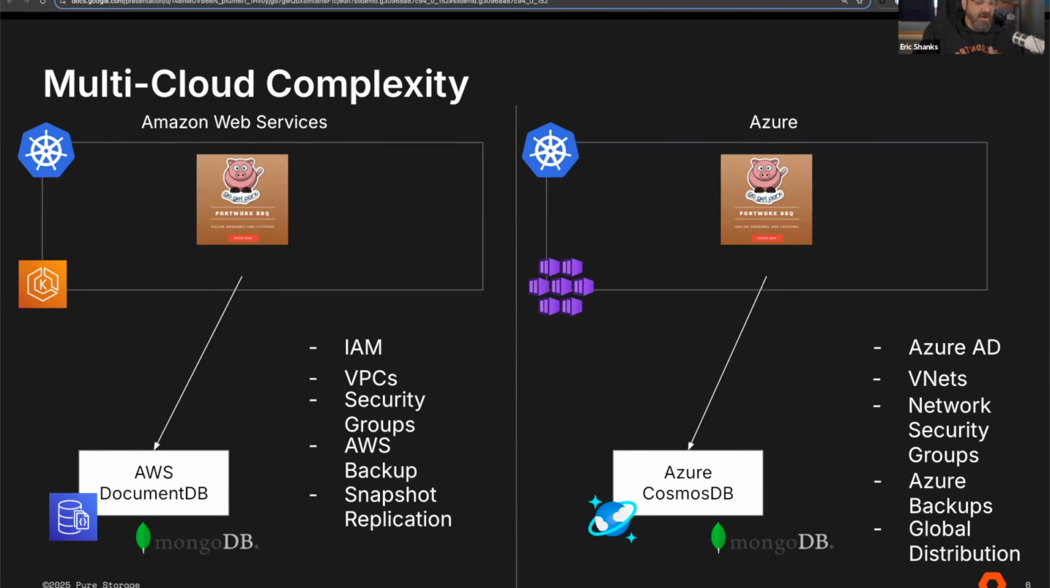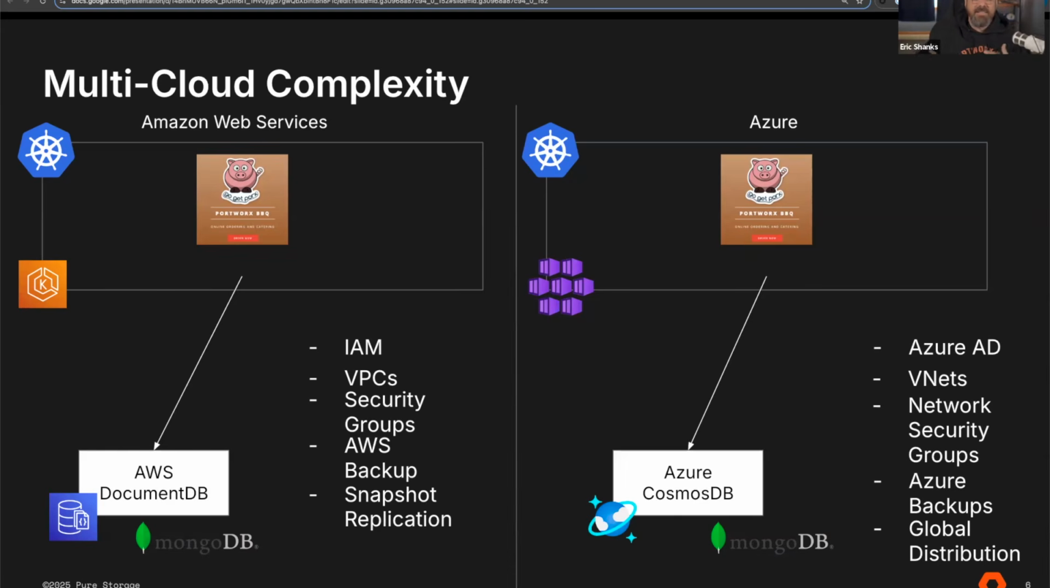And if I look at DR as an example, I might be using snapshot replication across regions or something like that with AWS. But in Azure, I can actually use a global distribution, right? So my Cosmos DB can be stretched across regions. Maybe I don't have any snapshot replication. Maybe it's a continuously updated database that's synced across regions.